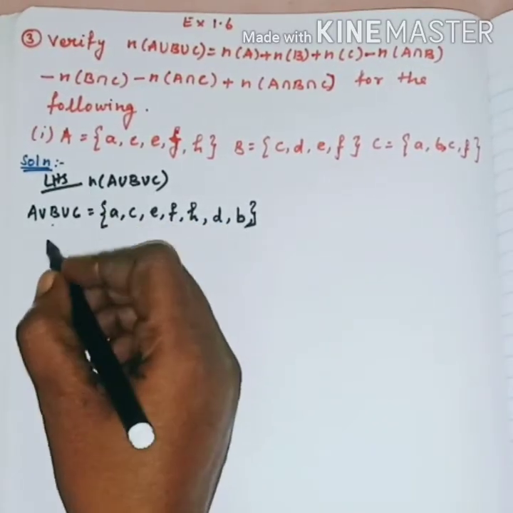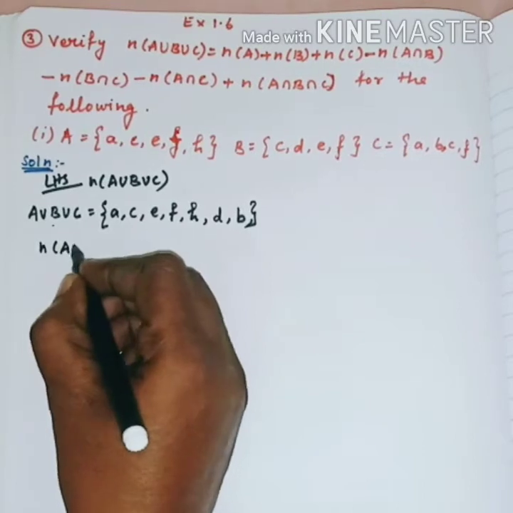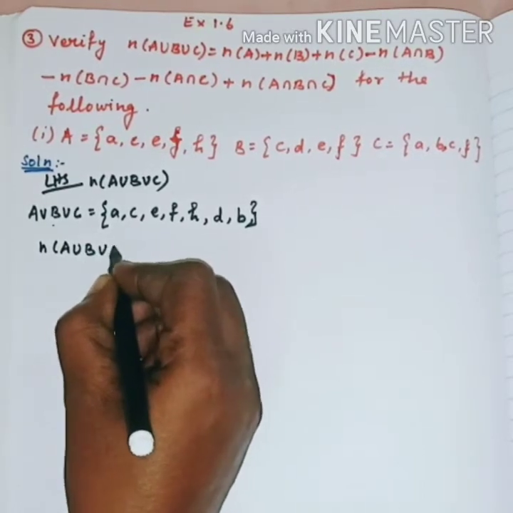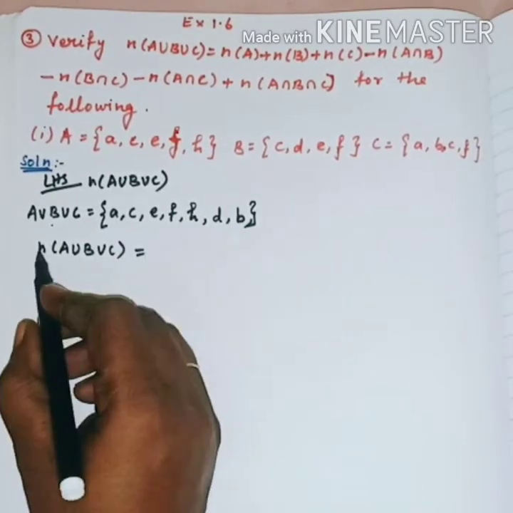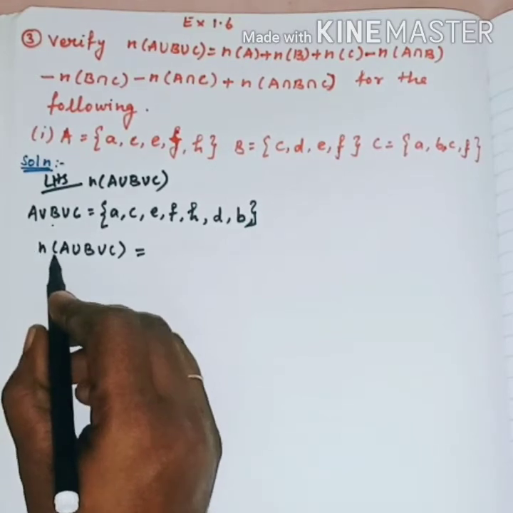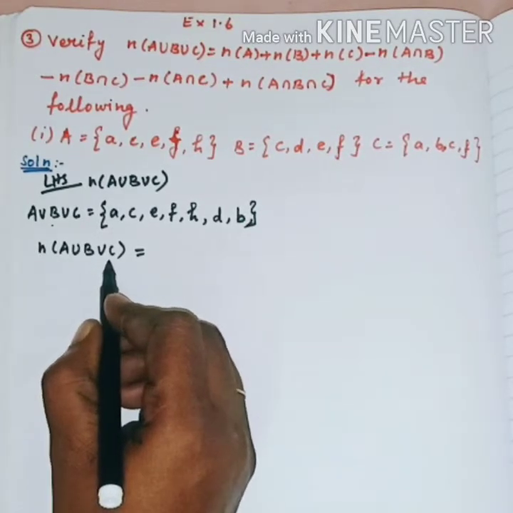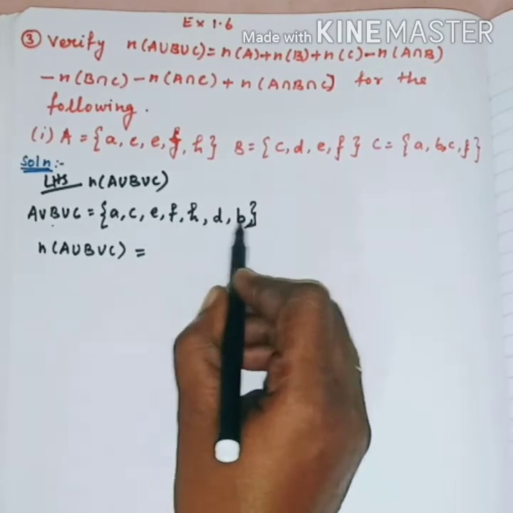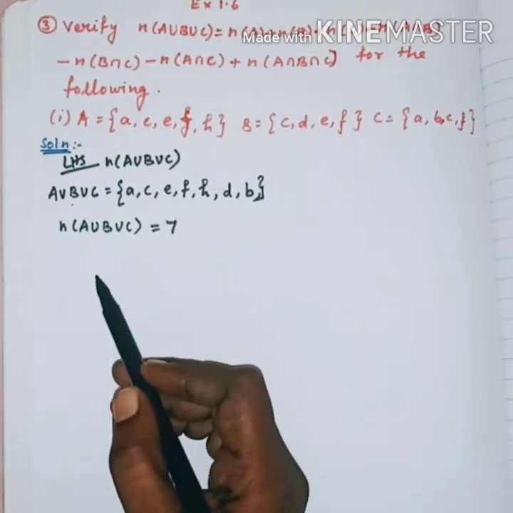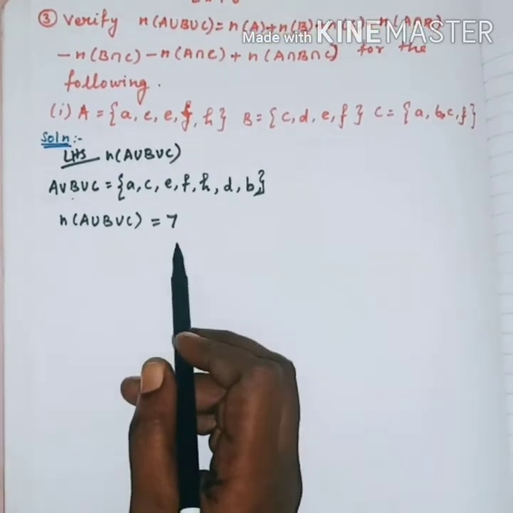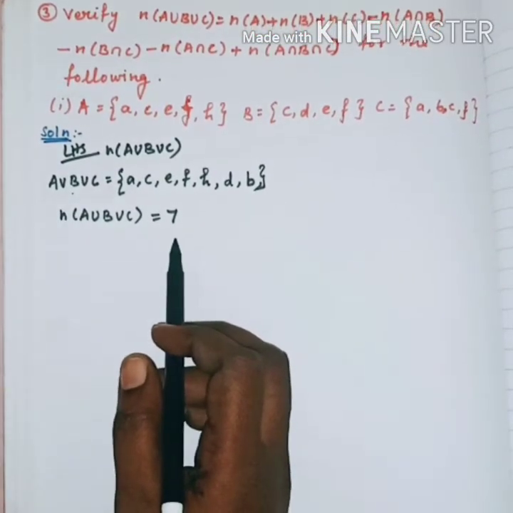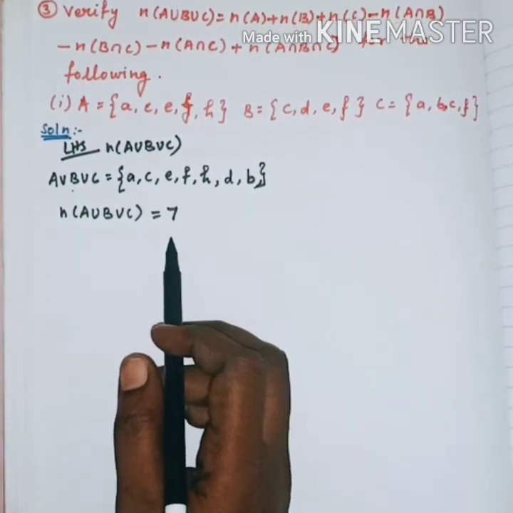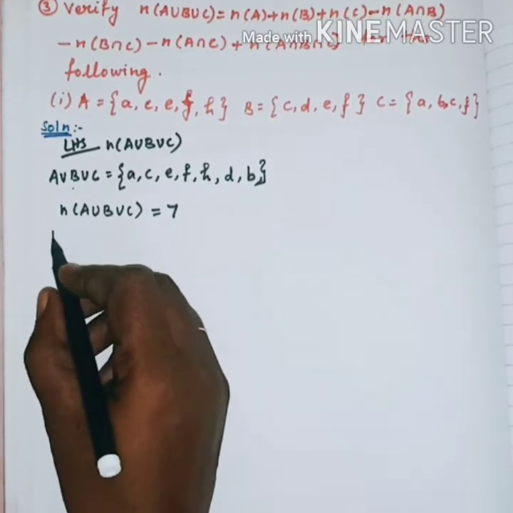So next we have to find n of A union B union C, the number of elements in A union B union C. How many elements are there? 1, 2, 3, 4, 5, 6. n of A union B union C is equal to 7. Next we have to identify the right hand side.